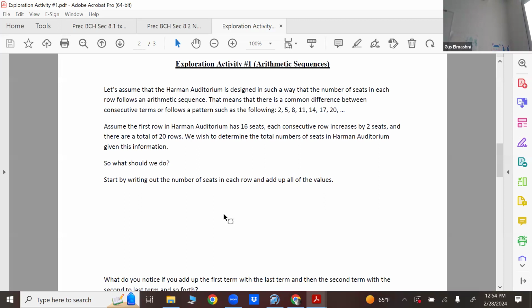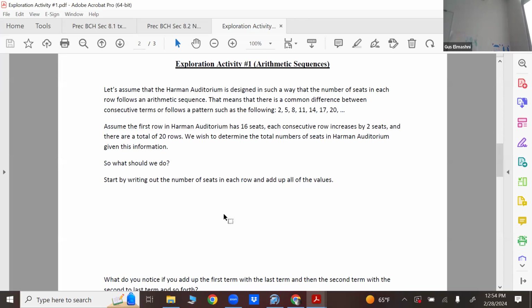Okay, just throwing it out, I didn't test it. Let's say each row... I know each row does get wider, but I don't know if there's a pattern. Let's assume it goes up by 2, and we have 20 rows. So the question is, let's determine the number of seats in row 20.